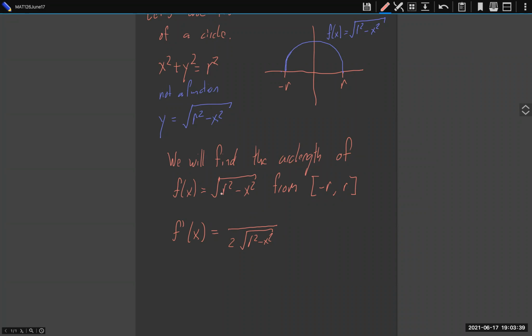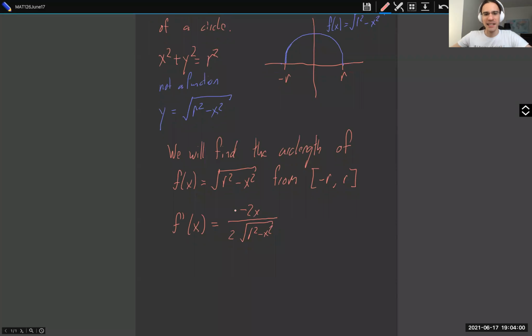So what's the inside function? It's r squared minus x squared, right? What's its derivative? The derivative of x would be 1, but it's not x, it's r squared minus x squared. Would it be minus 2x? Yep, good. So that's the derivative of the inside. And so we get this expression, and I can simply write that as minus x over the square root of r squared minus x squared.